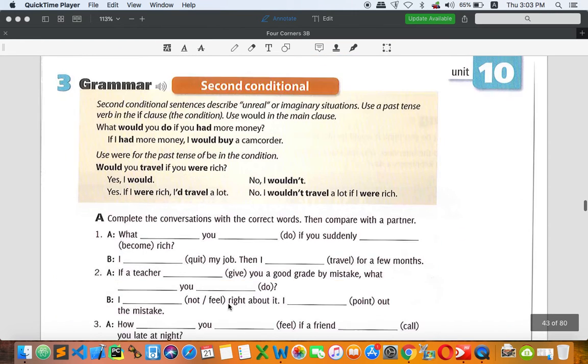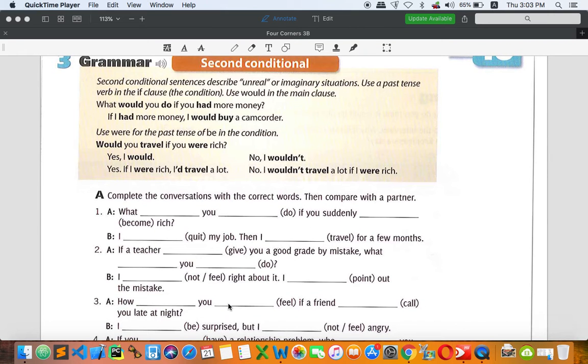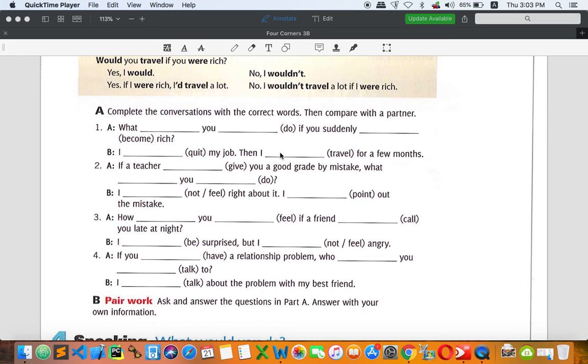So now let's go to another piece of your homework. In this case, it's about the second conditional. Once again, we have a main clause and an if clause, and this is about your imagination in the present, but that is not real. Okay, so the first one: what would you do if you suddenly became rich? We use past simple with the if clause, and in the main clause we use modals. You can use would, could, or might, but in this case let's use would for all.